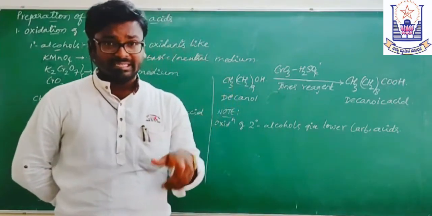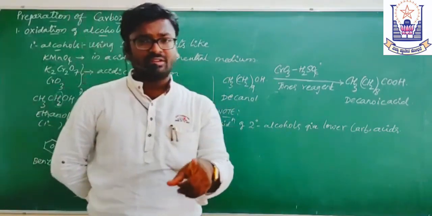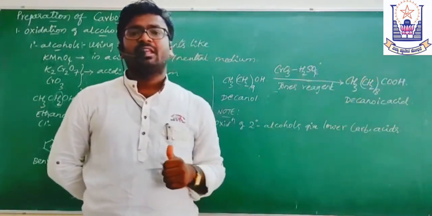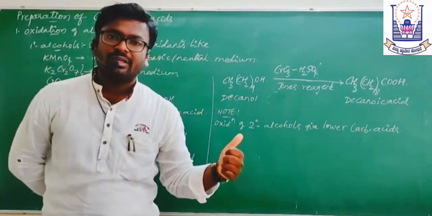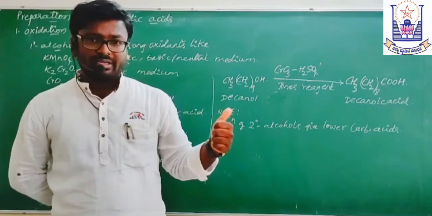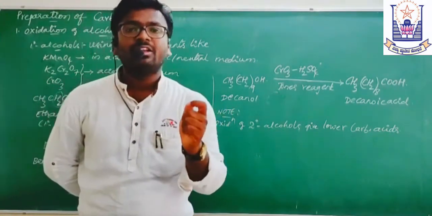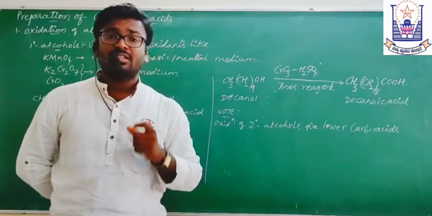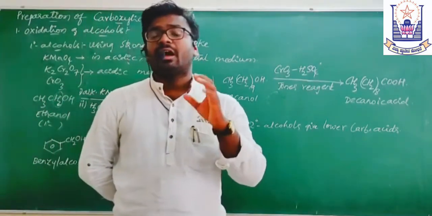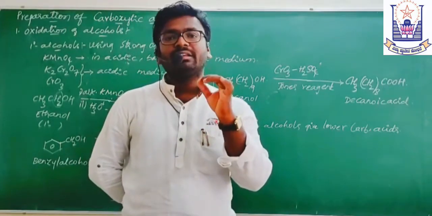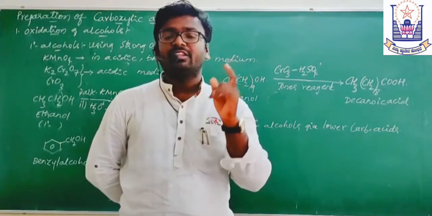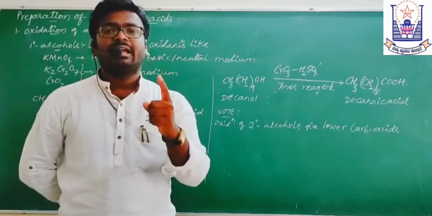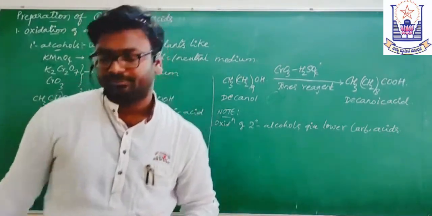So the second method is oxidation of aldehydes and ketones to carboxylic acids. Oxidation of aldehydes requires either strong reagents or even mild oxidizing agents, but oxidation of ketones requires strong oxidizing agents. About these two we have already discussed. Okay, let us go to the third topic, oxidation of alkyl benzenes.